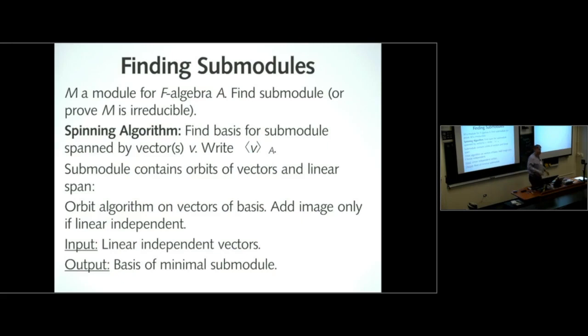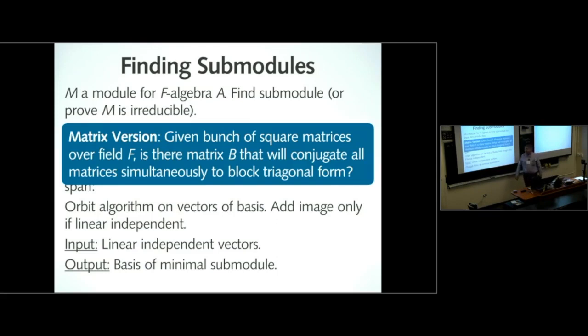So, how can we find submodules? Going back to my second slide, this process of finding submodules typically goes under the name of meataxe. And that's what I now want to describe. How do we find such submodules? We have, in abstract language, a module for a finite dimensional algebra over a field. We want to find a proper submodule or prove that the module is irreducible. If you don't like the abstract language, you can just think about it in the matrix world.